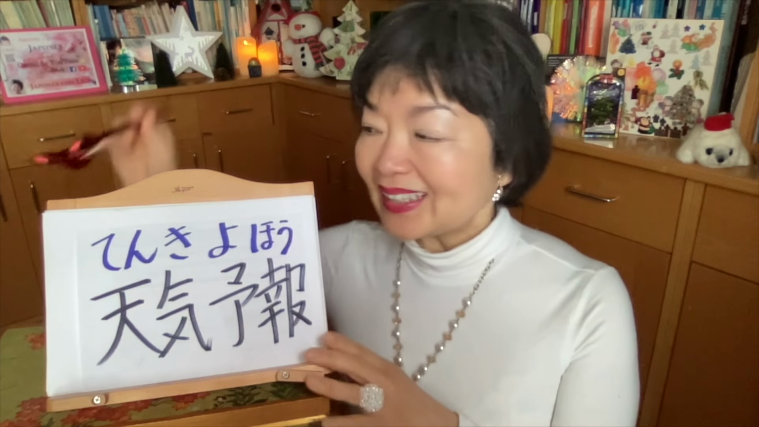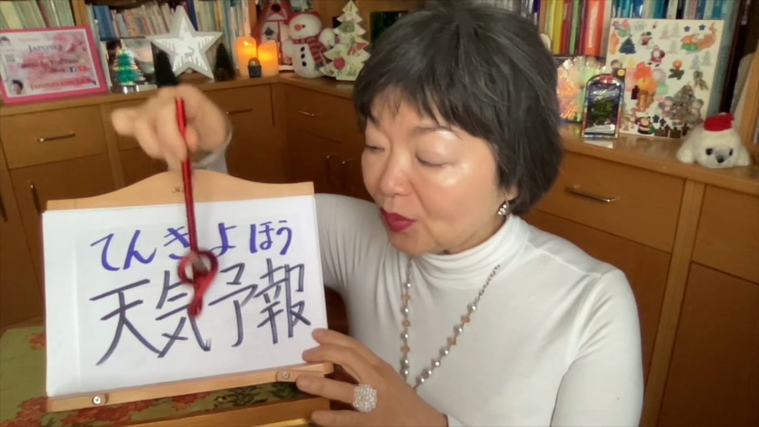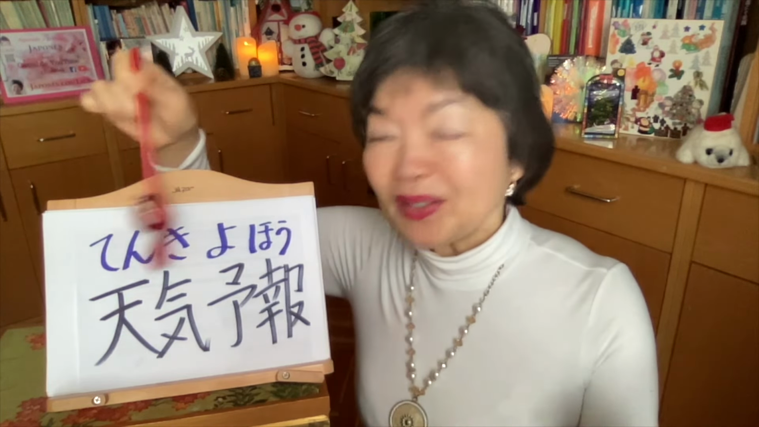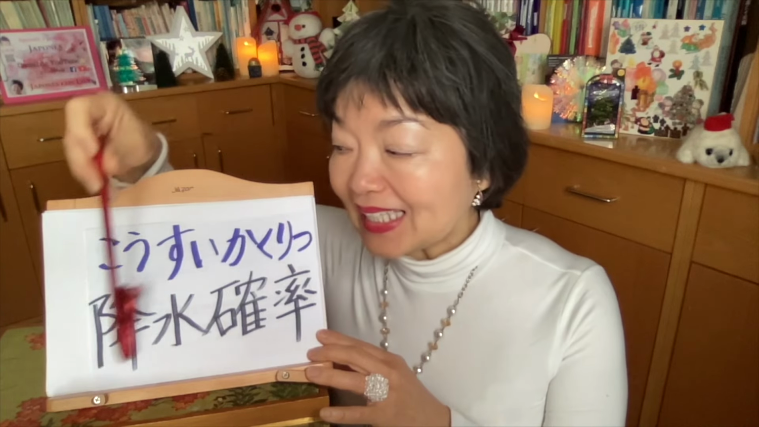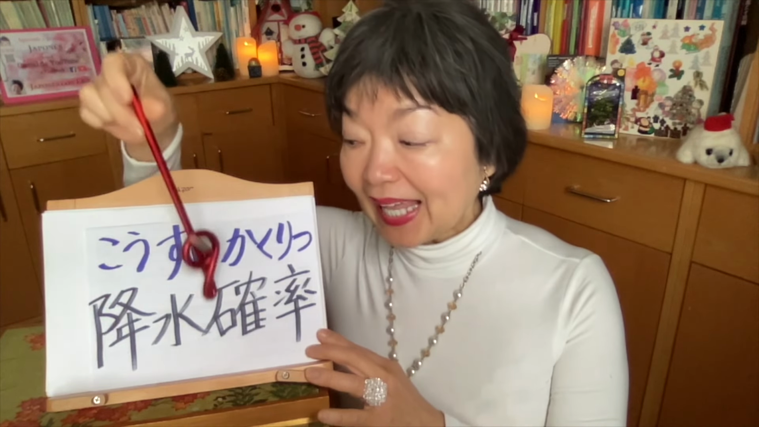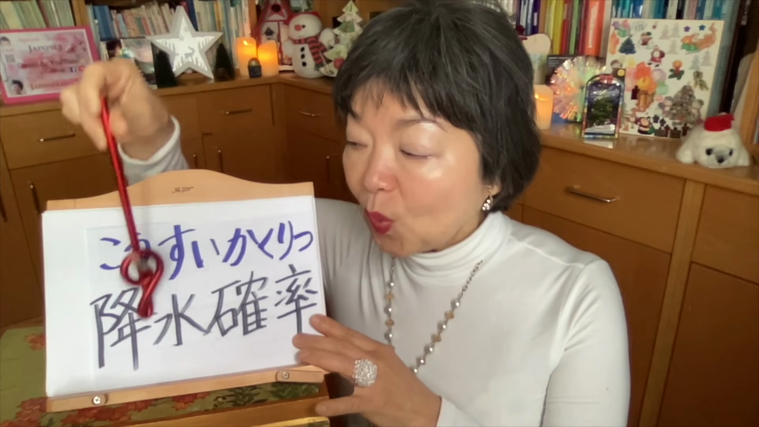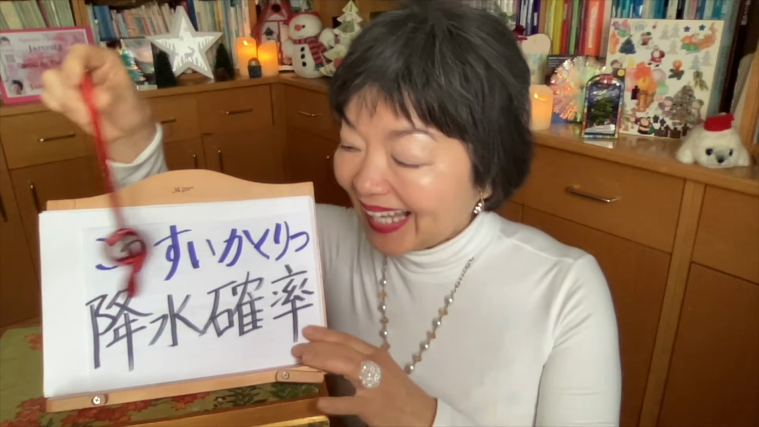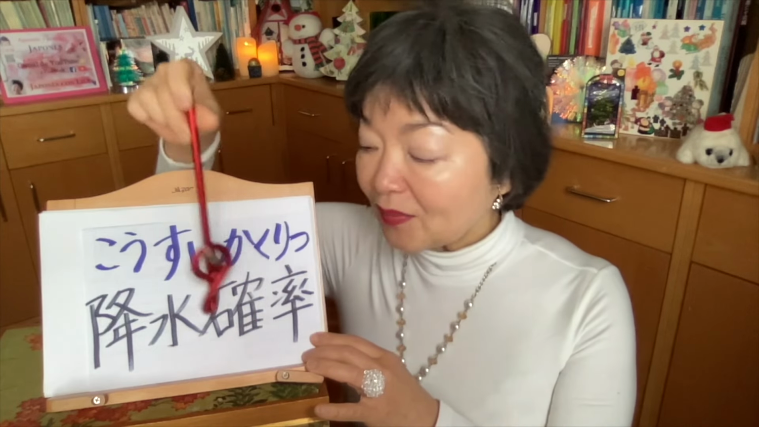Now I'm going to explain in more detail. Tenki yoho, this is weather forecast. Tenki is weather. Yoho is forecast, because yo means before, and ho means to inform. So to inform before, weather forecast, tenki yoho. Chance of rain, we say kousui kakuritsu. This kanji ko comes from furimasu. Ame ga furimasu, it rains. Yuki ga furimasu, it snows. And the second one, sui, is water. In this case, the water falls down. And kakuritsu is the ratio of probability. So kousui kakuritsu means the chance of rain.